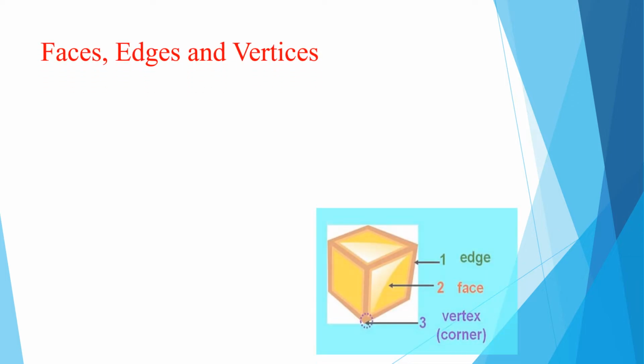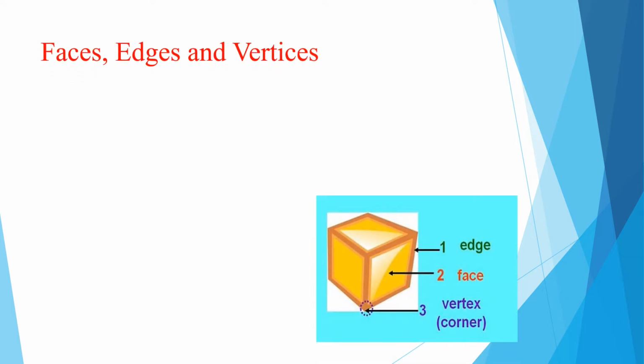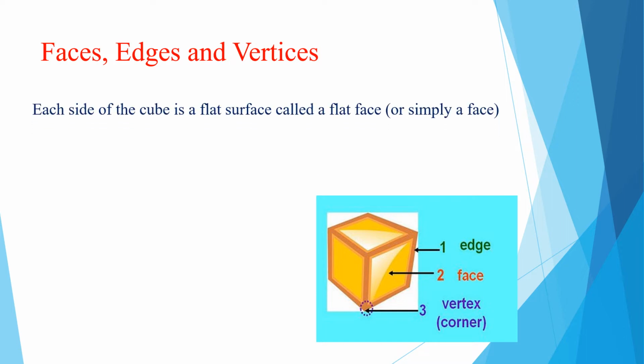Look at the following figure. Let us first see what is a face. The flat surface of this figure of the 3D shape is called as the face. That is each side of the cube. Here in this figure we are taking the example of a cube. Therefore we say that each side of a cube is a flat surface, and this flat surface is called as a face. It's called as flat face or simply a face.